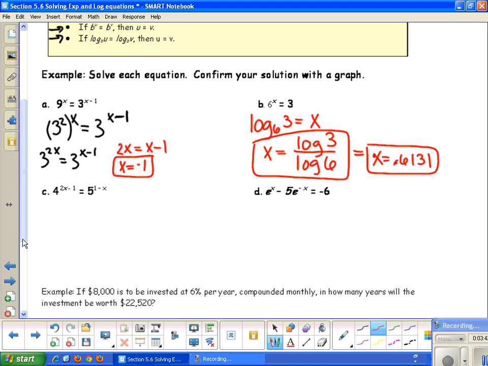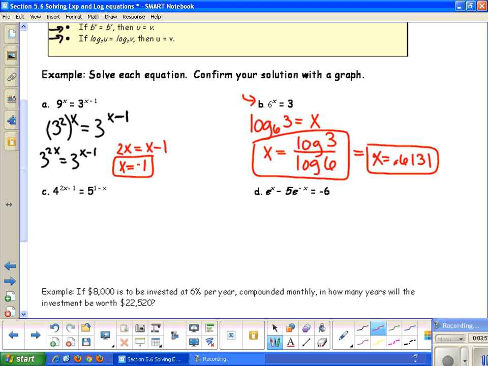Now, because I have exponents on both sides of my equation, which is unlike the problem I just did for B, where we only had the one exponent, I'm going to have to take the log of both sides, or you can also use the natural log. It won't change the equation. You'll get the same answer in the end.